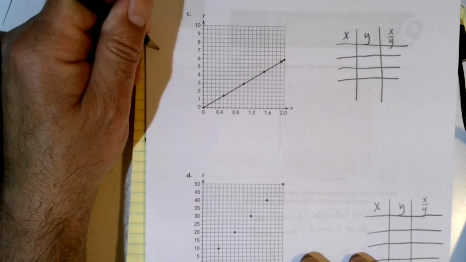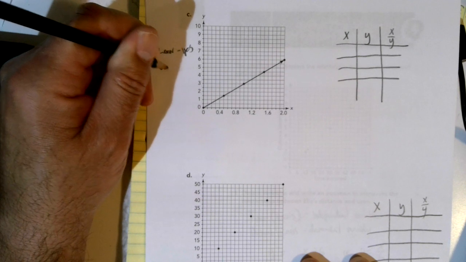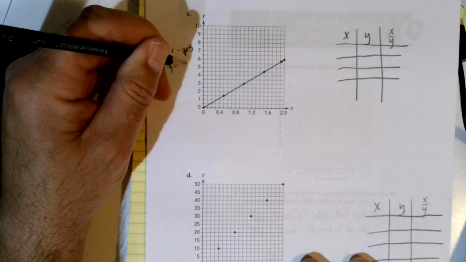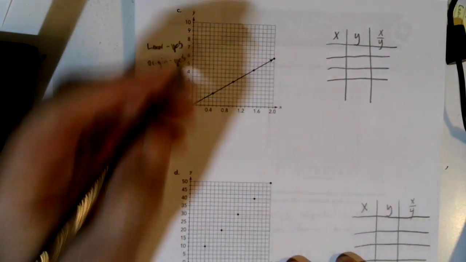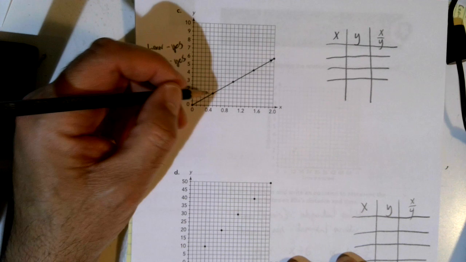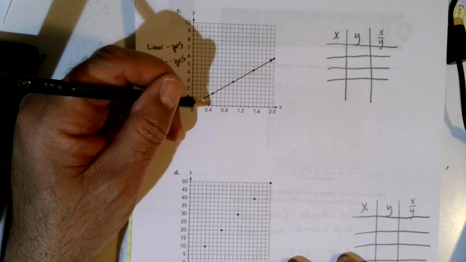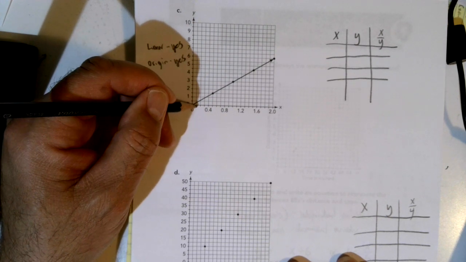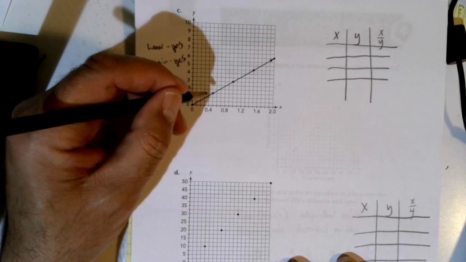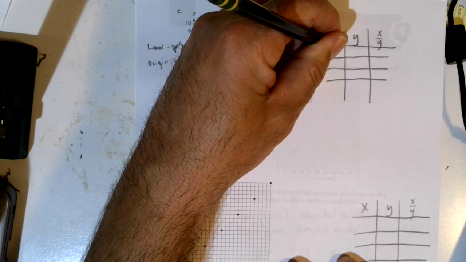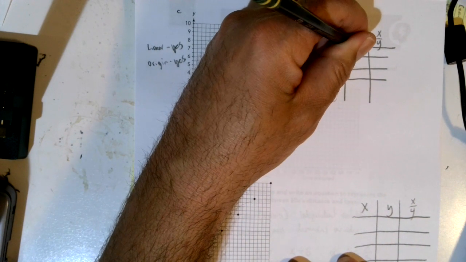Okay, first of all, is it linear? Yes. Does it start in the origin? Yes. So now we have to check for proportionality. We're going to find our constant. So we have a point. What do we got? 1, 2, 3, 4, 5, 6, 7, 8. So each one of these is a tenth. So 0.5 on the x is 1.5 on the y.